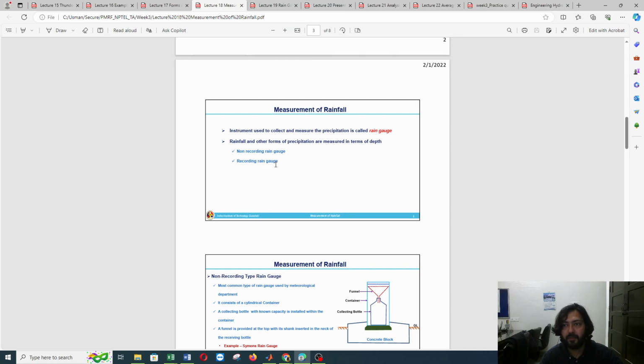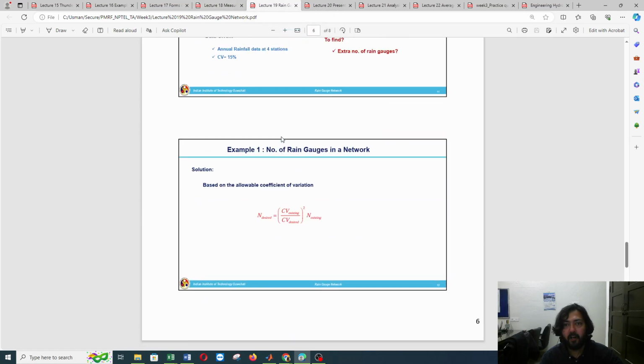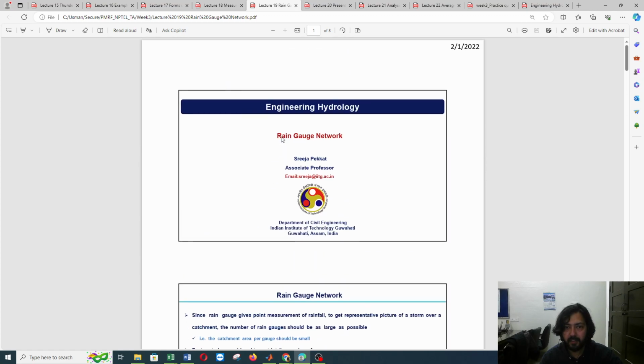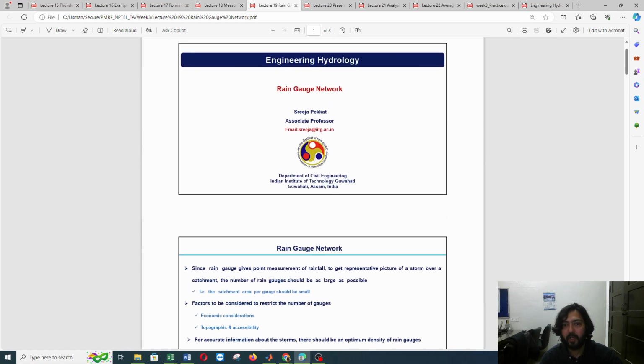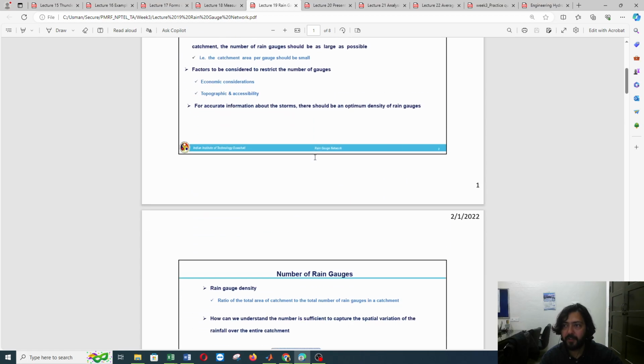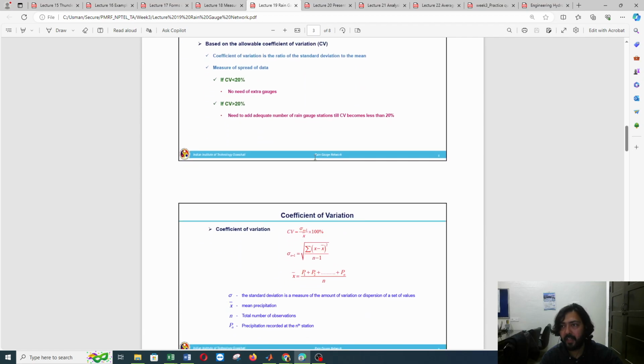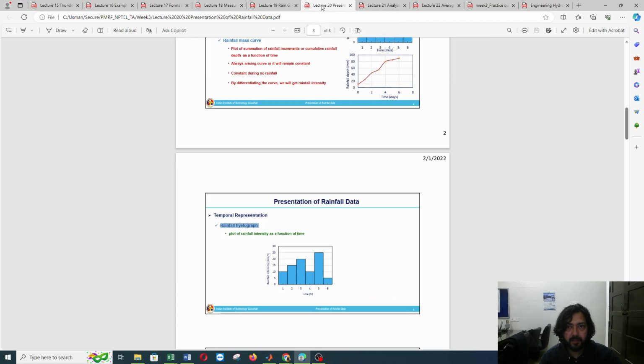Then we saw how radars are used to measure rainfall. Then we looked into automatic rainfall stations. After that, we talked about the rain gauge network and its significance. If in a catchment there are a certain number of rain gauges, how can we calculate whether those rain gauges are sufficient or not? Based on the coefficient of variation value, whether the CV value is less than 20% or not, we can conclude whether there is a need for additional stations. And we have also seen a few examples based on this CV method.